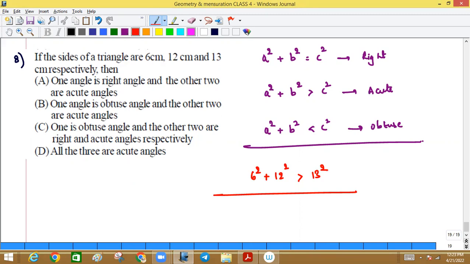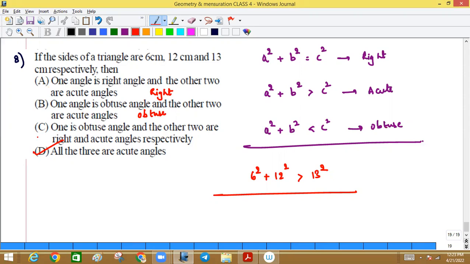Acute. Acute means all the angles are acute angles only. So he says all three angles are what? Acute. First one is what? One angle is right, other two angles are acute angles. What kind of a triangle is it? First he says right. One angle is obtuse. This is obtuse. Third, there is no such triangle that exists.